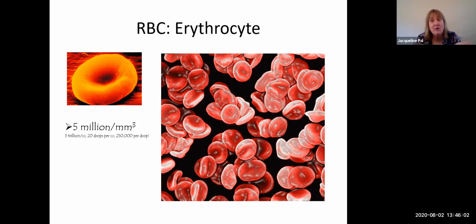So even though we said your blood was only 45% formed elements, 5 million per cubic millimeter is a lot. And then I went ahead and did the math for you. In that volume of blood, that cubic millimeter, that little tiny square of blood, that is 20 drops of blood. And so every time you bleed, if you have a drop of blood, you are losing about 250,000 erythrocytes in 1 drop.